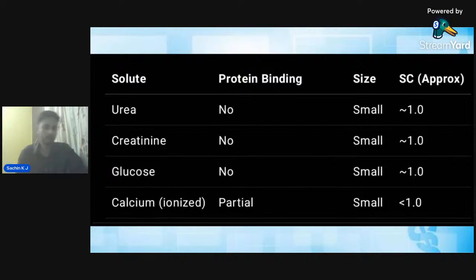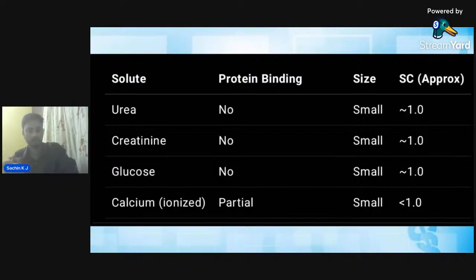I'm giving some examples. Urea is not protein binding, it is a positively charged solute, and its molecular weight is small. The sieving coefficient is 1. Creatinine is a positively charged particle, not protein binding, and its size is also very small. The sieving coefficient of creatinine is 1. Glucose is also a positively charged molecule, not protein binding, and small in size, and its sieving coefficient is approximately 1.